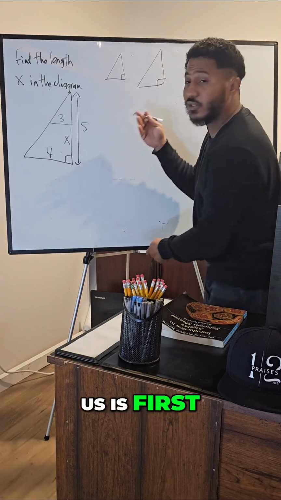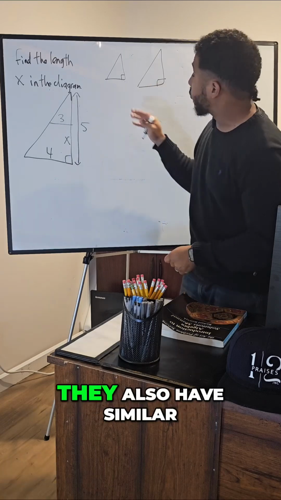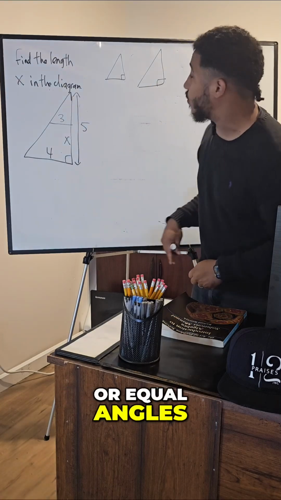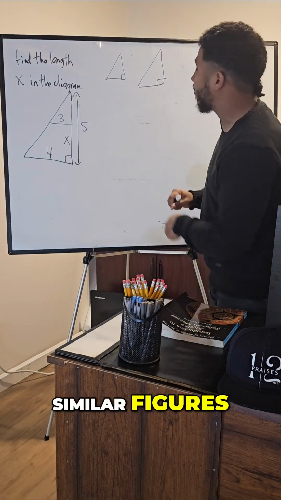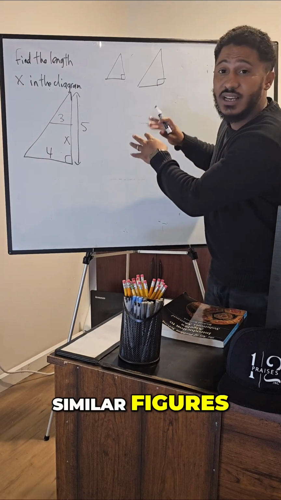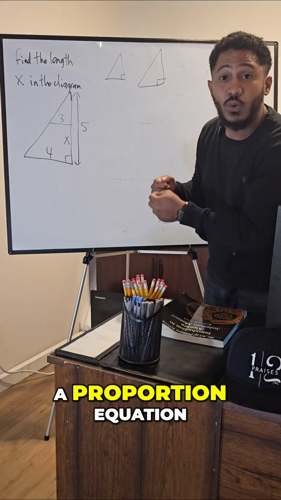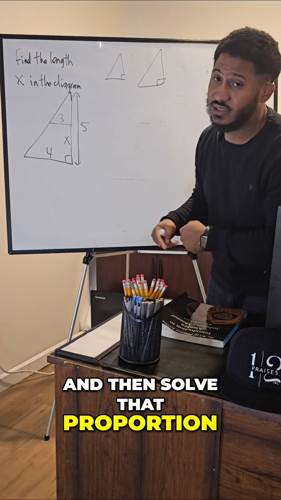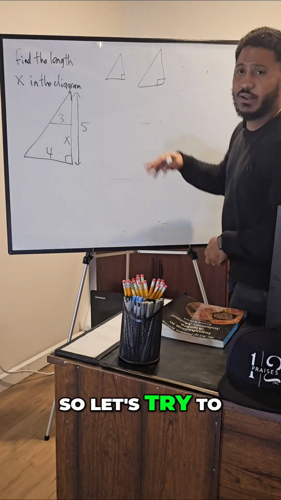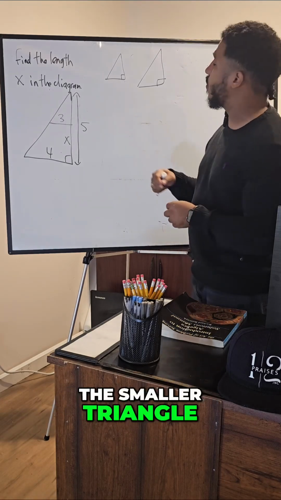And how this helps us is, first, let's note they're both right triangles. They also have similar angles, or equal angles, and so they become similar figures. So when dealing with similar figures, we can make a proportion equation and then solve that proportion. It just makes it a little bit easier. So let's try to find the sides of the smaller triangle and the big triangle.